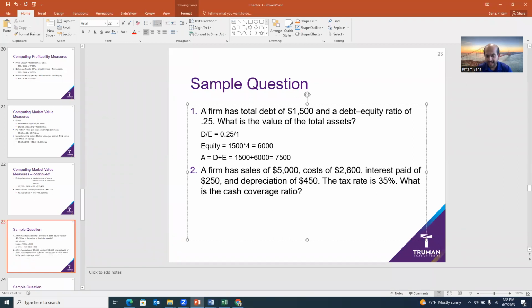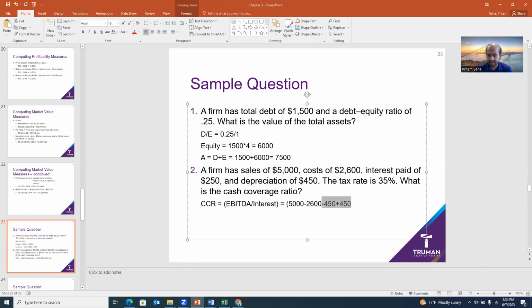Now let's do cash coverage ratio. If you go above and read the formula, the cash coverage ratio, CCR, is a function of EBITDA divided by interest, right? EBITDA is EBIT plus depreciation and amortization. EBIT is basically sales of 5,000 minus cost minus depreciation. But you have to add back depreciation, right?